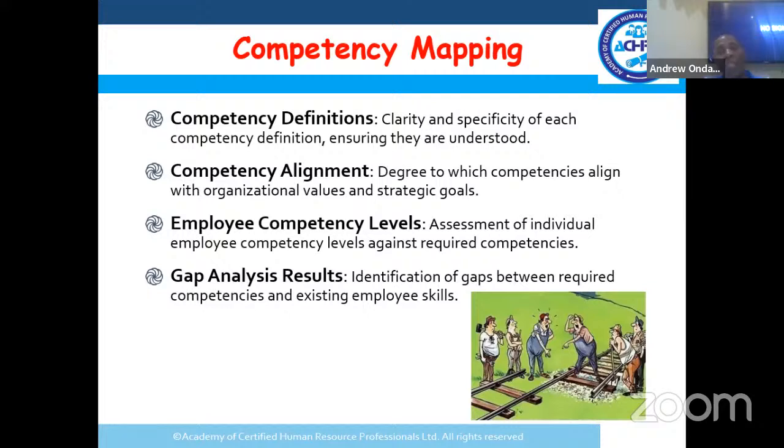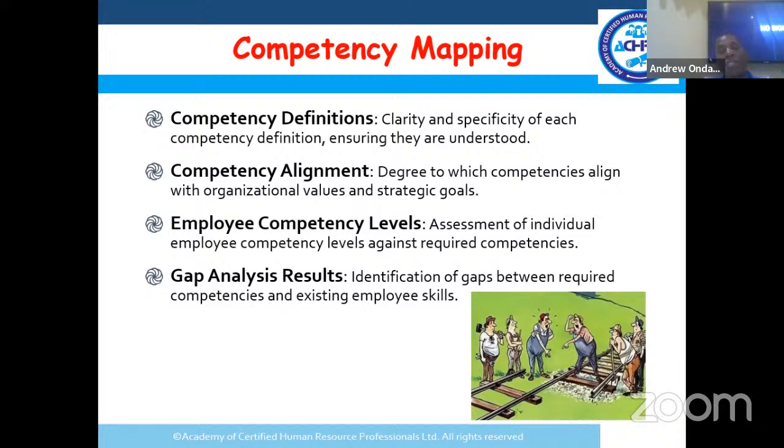And alignment can be done at any level. One, during recruitment. Two, during performance appraisal. If people don't have the right skills, they should be aligned. Three, during training and development, people should be aligned. So this alignment ensures that an organization achieves its strategic objectives and that the employees fit into the value system of the organization.